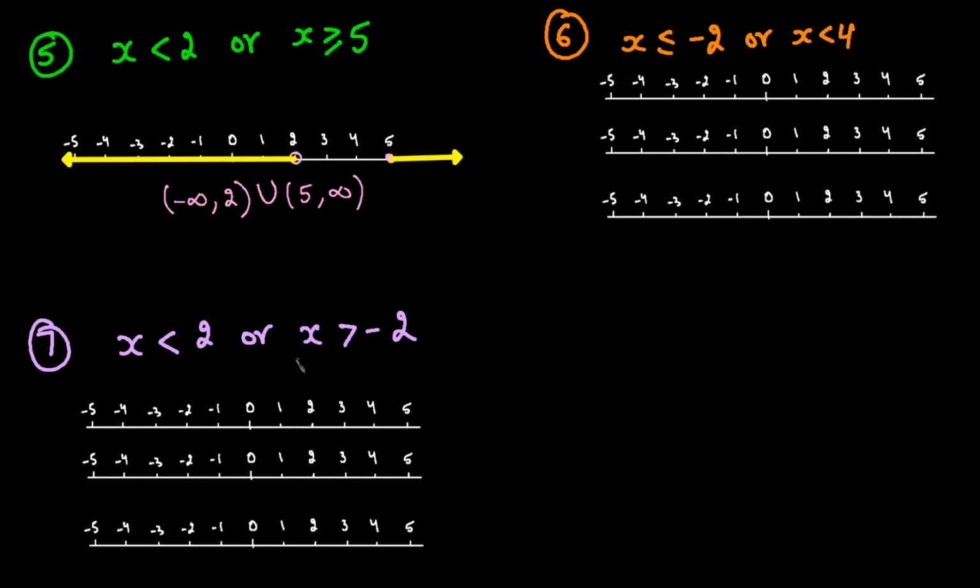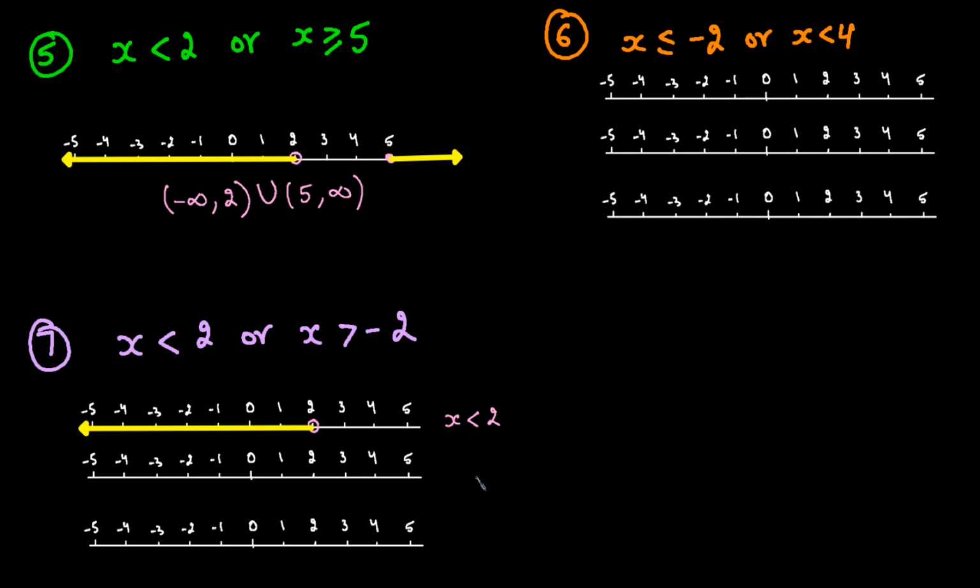There you go. Let's do number 7. So this says x is less than 2 or x is greater than negative 2. So first of all, I'm going to show x is less than 2 over here. Where is 2? So 2 is here. Less than 2 is going to go to the left. And open circle, because there is no equal to sign, less than 2. And it is represented by this on the number line.